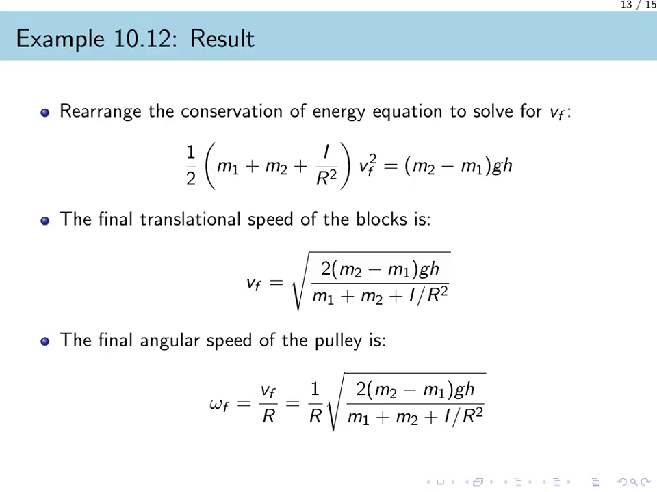Finally, to get the pulley's angular speed, we use the no-slip condition. Since the string's speed, v f, is related to the pulley's angular speed, omega f, by v f equals r times omega f, we simply divide our result for v f by the radius r.